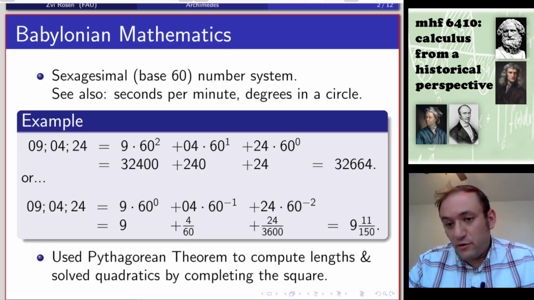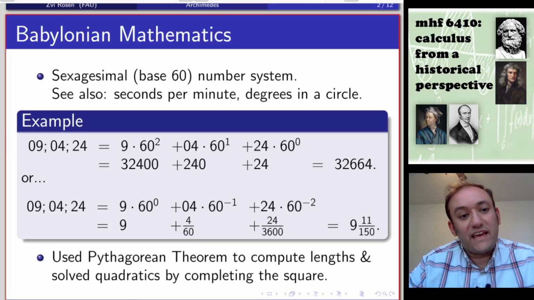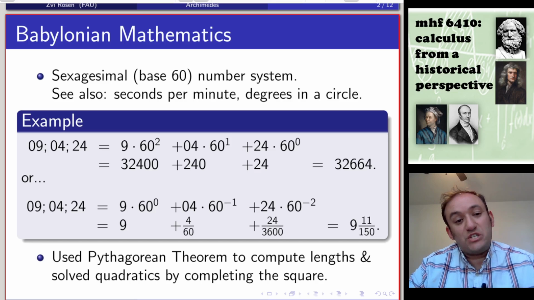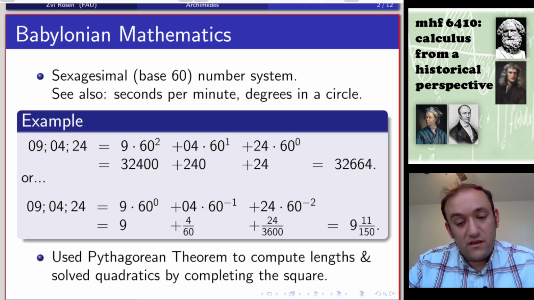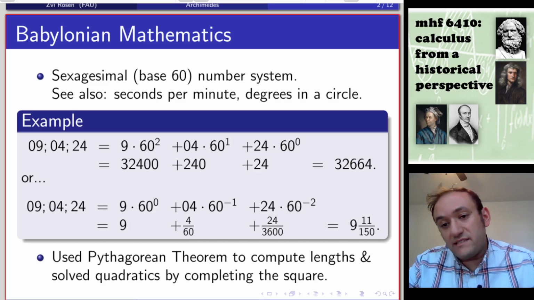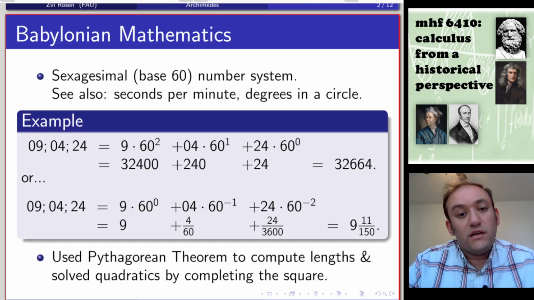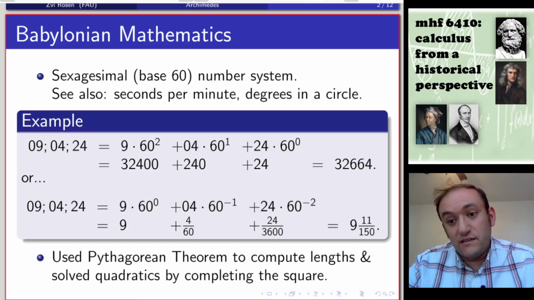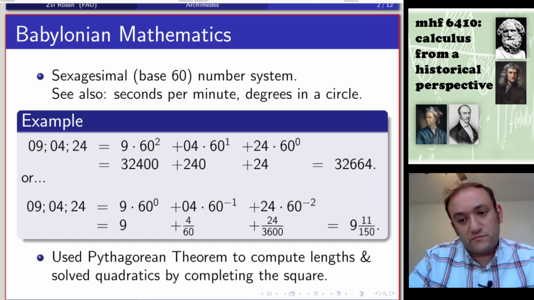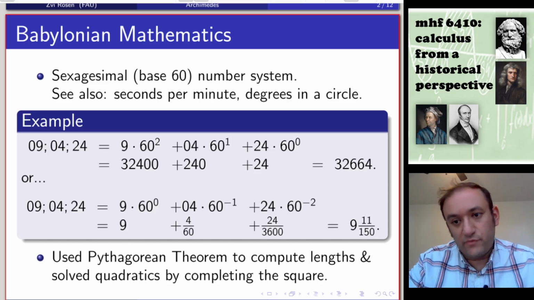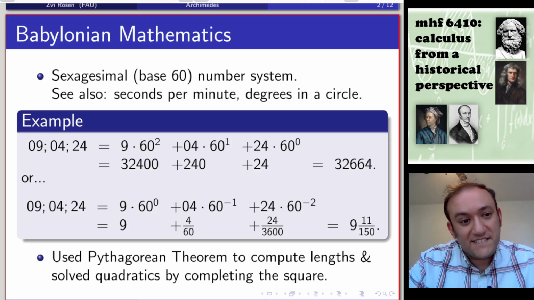Okay, now about Babylonian mathematics. They had a base 60 number system, called sexagesimal, and this has stuck around in a lot of ways. For example, 60 seconds in a minute, 60 minutes in an hour, 360 degrees in a circle, so a multiple of 60.